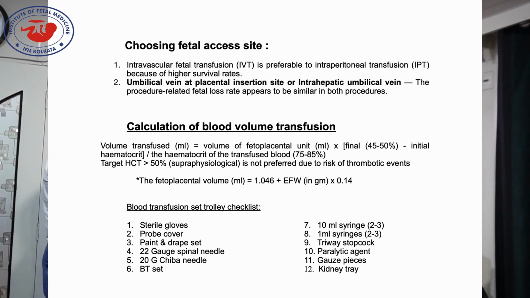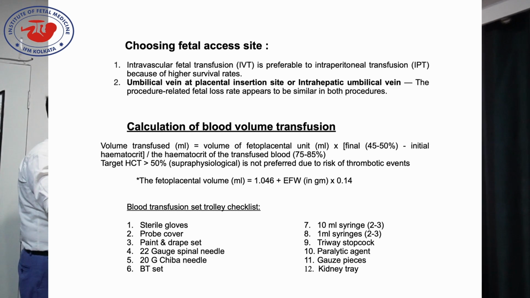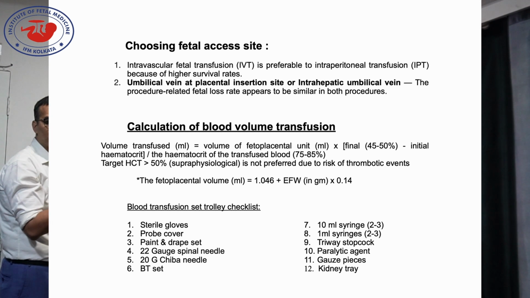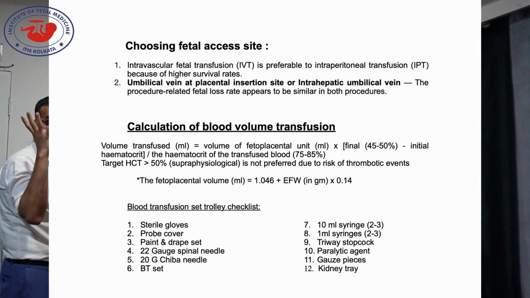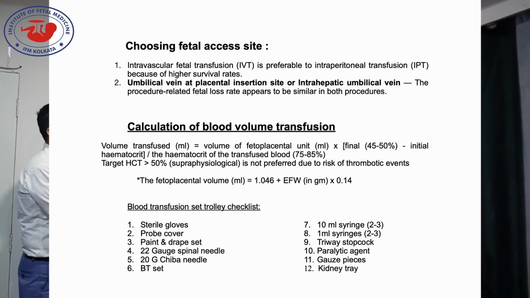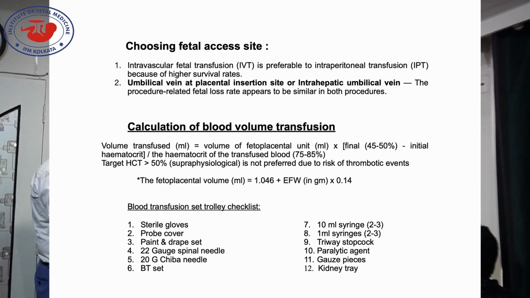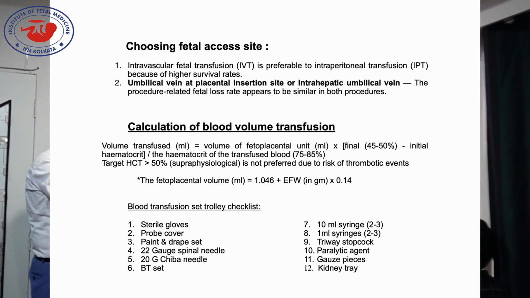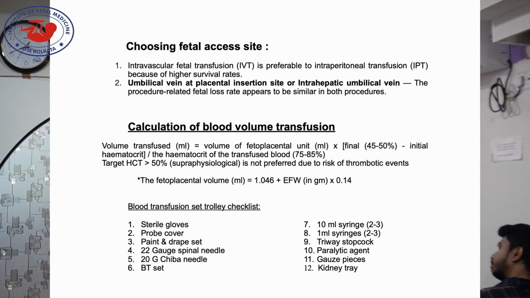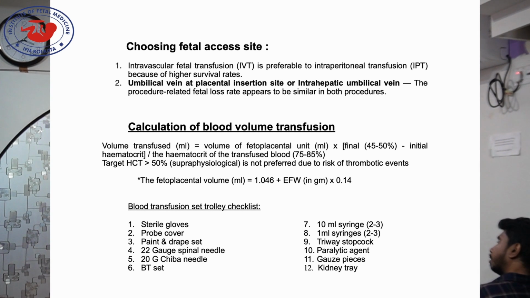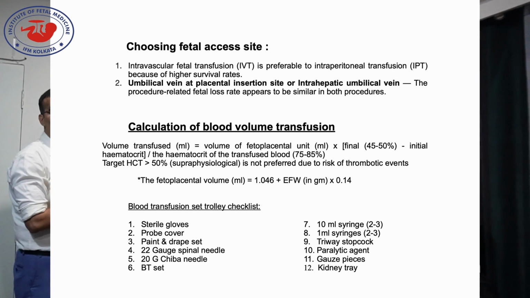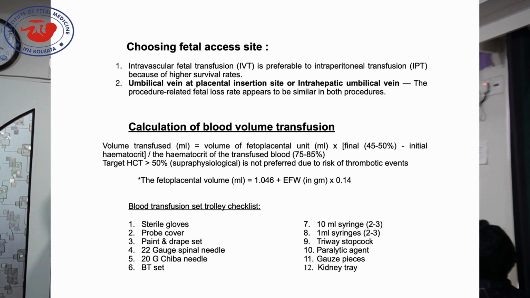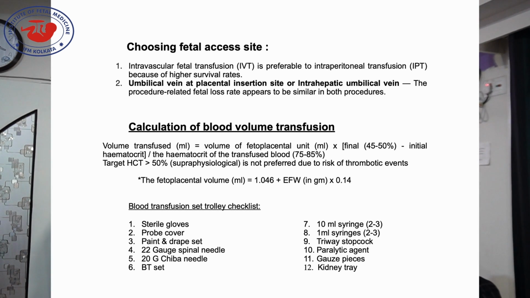Because for us also they said it is 75 or 85%, and it came at 67%. So your entire calculation will change. So do this. You got it? Volume of fetoplacental unit multiplied by final hematocrit, which is fixed, we know, minus the initial we have checked at the entry point, divided by the hematocrit of the transfused blood. That also should be checked. So this will give you a volume which you have to transfuse.